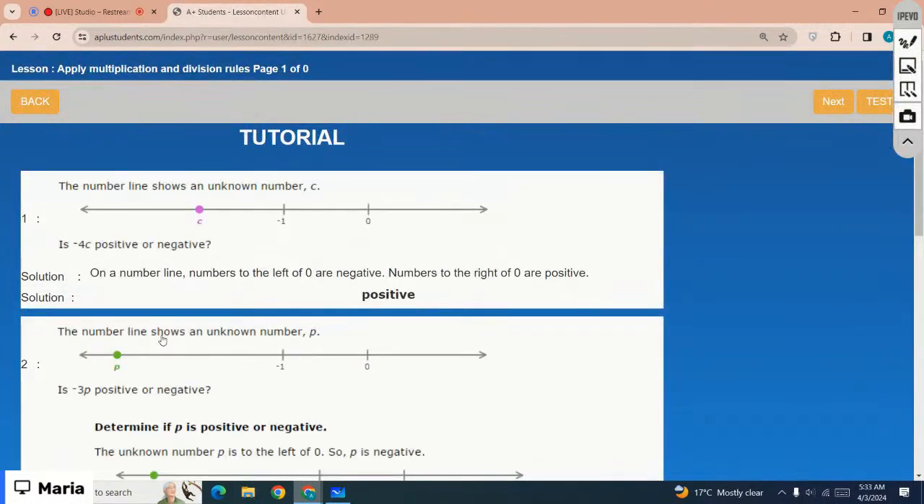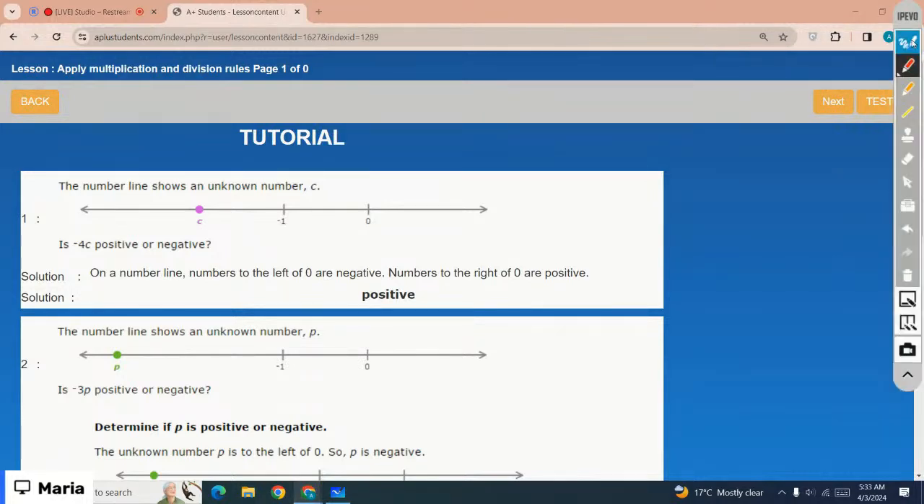Okay, the number line shows an unknown number c. Is negative 4c positive or negative? You can see c is on the left hand side of the zero, right? That means c is already a negative number, right? Now you're going to multiply the c with negative 4.